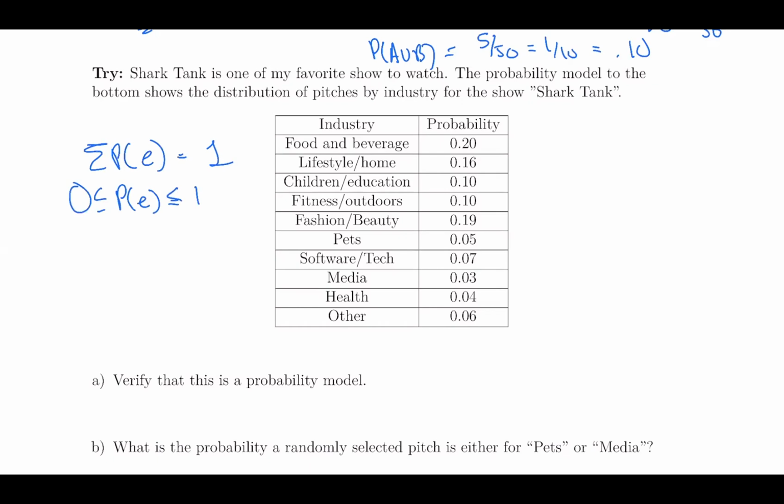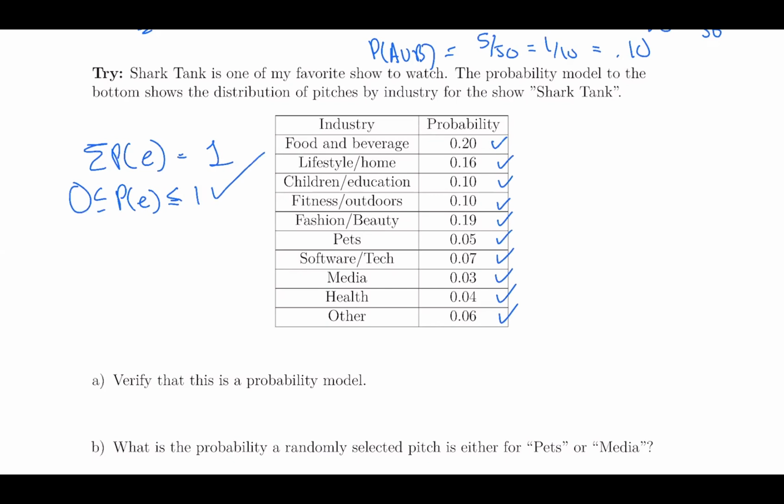All right, so I'm going to go ahead and check that. If you look at all of the probabilities, they're between 0 and 1. We have 0.20, 0.16, 0.10, 0.10, 0.19, 0.05, 0.07, 0.03, 0.04, 0.06. You don't have any value higher than 1, and you don't have any value lower than 0. So this first one checks out.